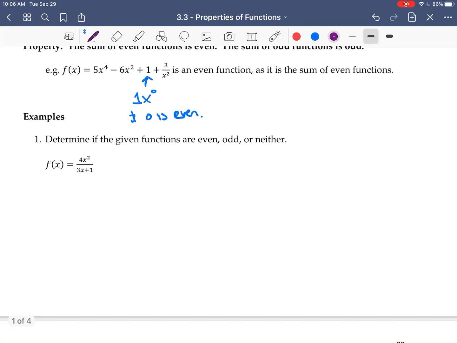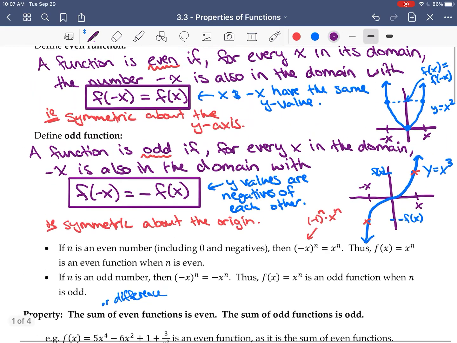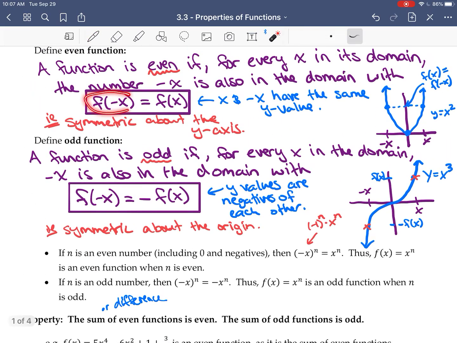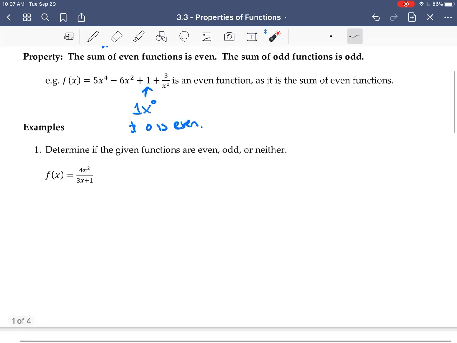Let's do one example. We're going to determine if this function is even, odd, or neither. If you remember when we did symmetry, the y-axis symmetry and the origin symmetry, we actually had to test them separately. Here we can test at the same time because both of them depend on f of negative x. So that's what we're going to start with.